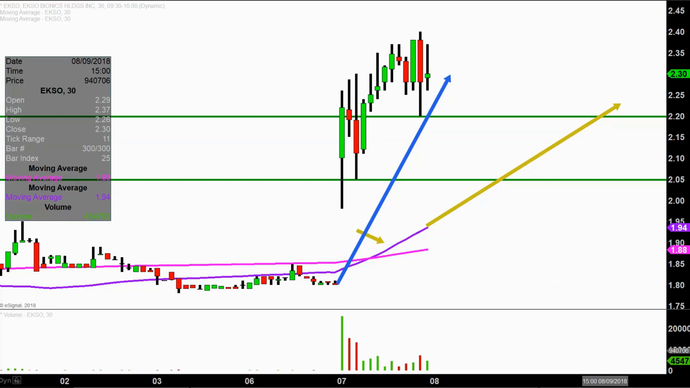Again, preferably speaking, stay up above $2.20. But as far as the big picture is concerned, as long as the price is above that purple line, then the bulls 100% own the chart.